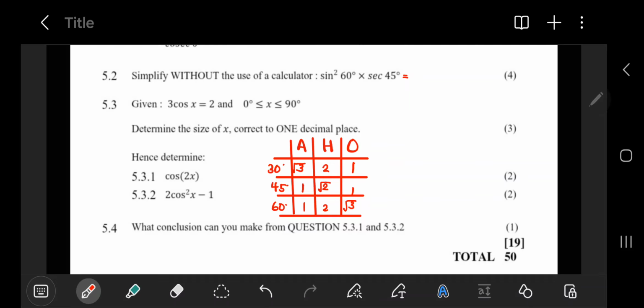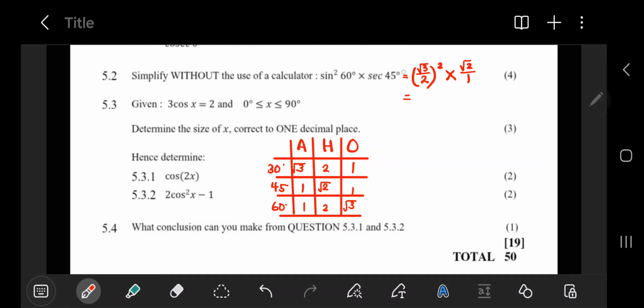The fact that we have sine squared 60 tells you that whatever answer you substitute for sine 60, it has to be squared. Now we go to 60 degrees. We know that sine is opposite over hypotenuse. So sine 60 would be square root 3 over 2. Then that is being multiplied with sec 45. Now sec is the reciprocal of cos. So where cos is adjacent over hypotenuse, sec is hypotenuse over adjacent. So let's go to 45. Let's go to hypotenuse and adjacent. That gives us square root 2 over 1.